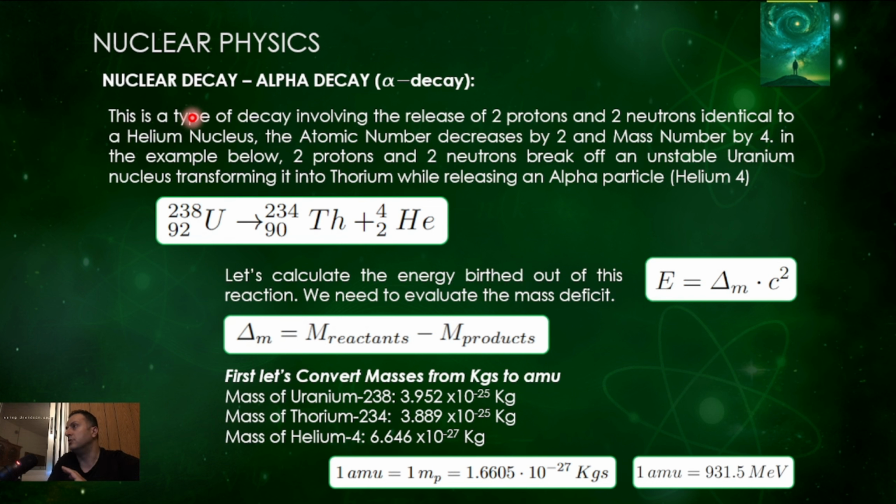Okay, so this type of decay involves the release of 2 protons and 2 neutrons identical to a helium nucleus, He-4. Why? Because the 2 protons give the atomic number Z = 2, and if you add the 2 neutrons to the 2 protons, you have a mass number of 4. So this is identical to a helium He-4 (2) particle. All right?